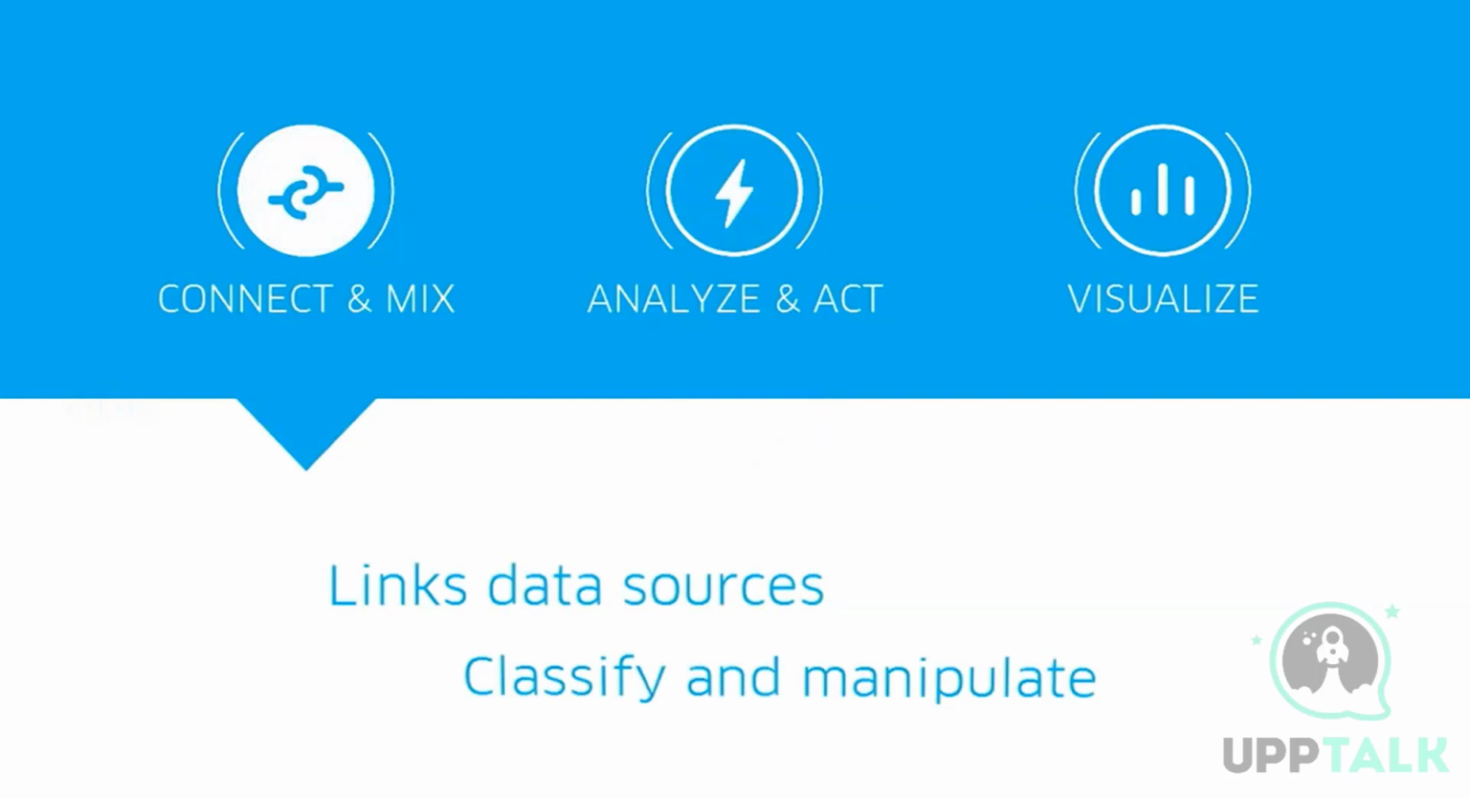So what does connect and mix do? Connect and mix helps you link data sources, classify and manipulate data sources. Harmonization begins from the start in Datorama, whereby whenever you are integrating your data sources, the harmonization begins from that level itself. That is how you classify your data and how you manipulate your data. That is what you do through connect and mix.